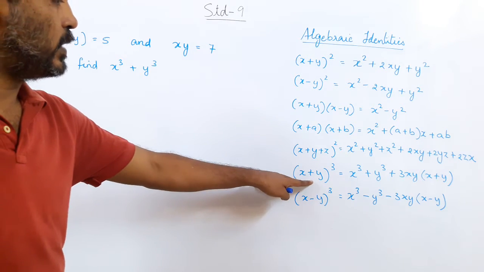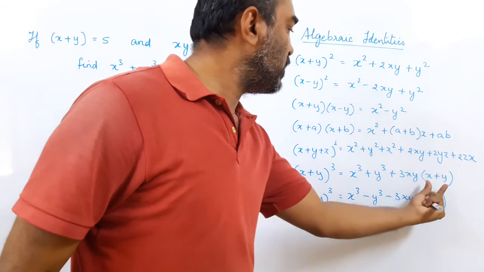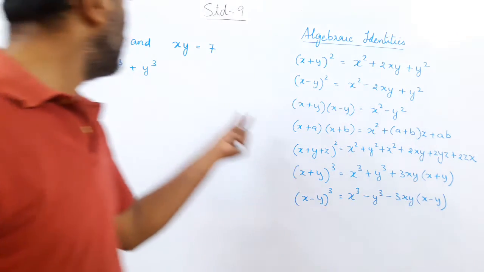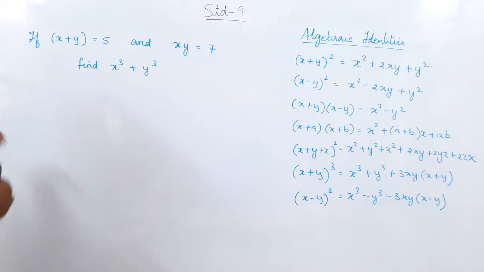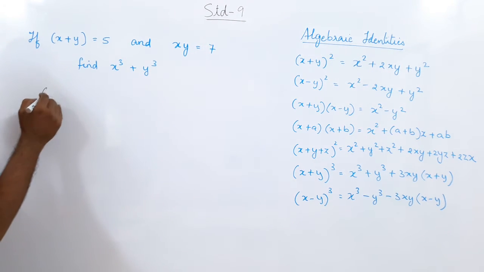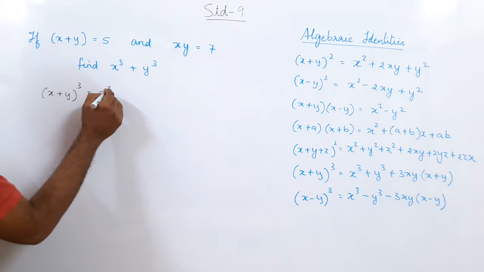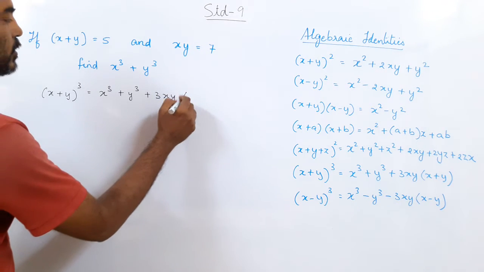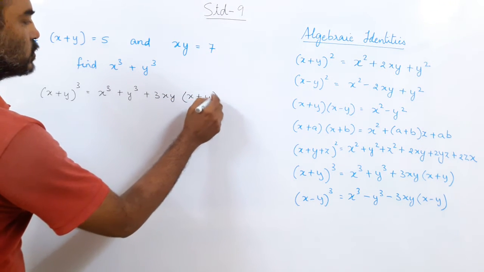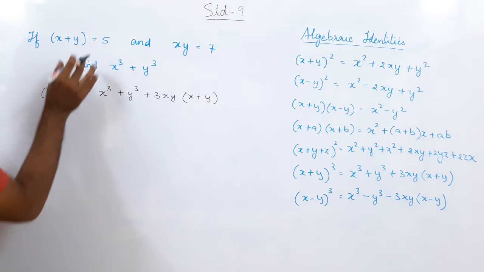So we got x + y here also, we got x + y here also. We have got 3xy. The value of xy is given to us. We will easily find the answer. So first we'll write the identity. (x + y) the whole cube is x cube + y cube + 3xy into bracket (x + y). Now x + y, what is the term? 5. So x + y is 5.